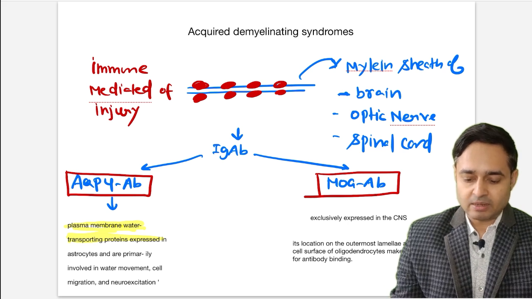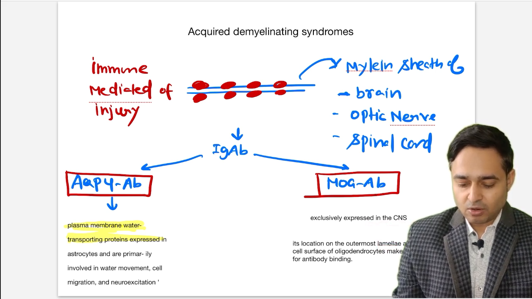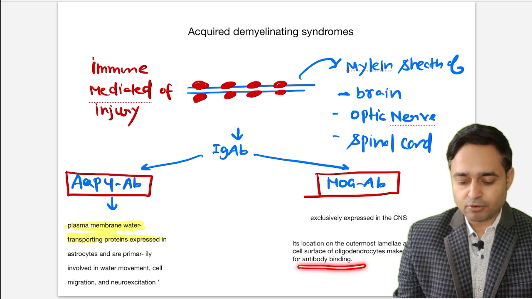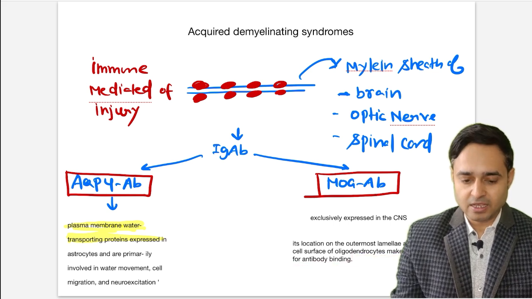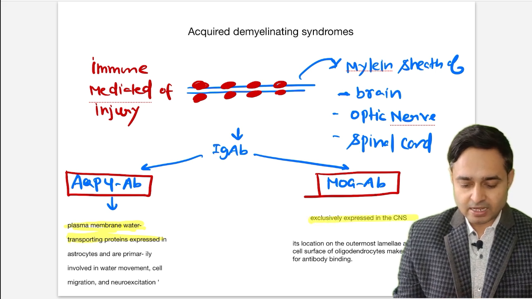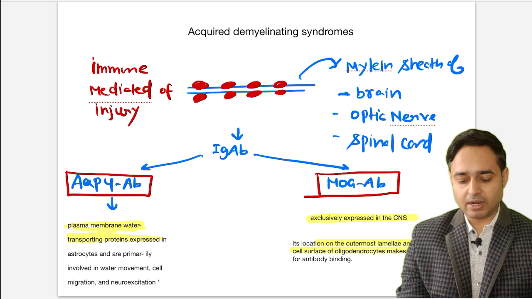Then MOG antibodies. These antibodies are exclusively expressed in the CNS. Location in the outermost lamellae on the cell surface of oligodendrocytes makes it available for antibody binding. So this is also very important.